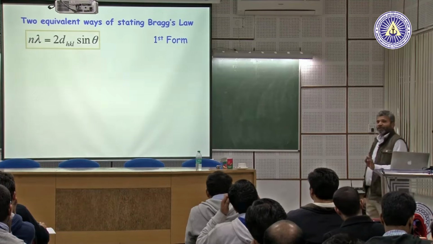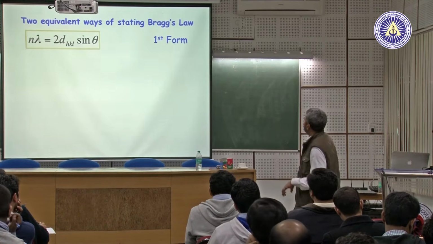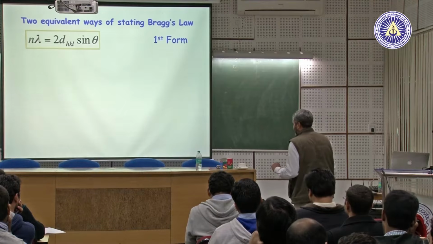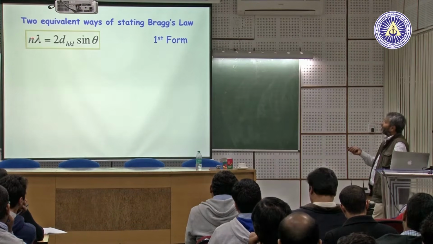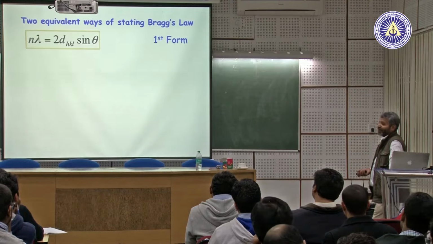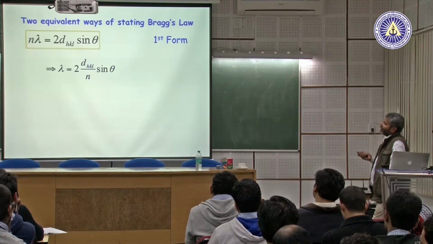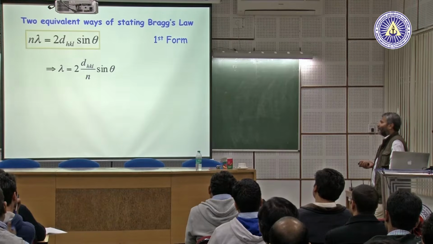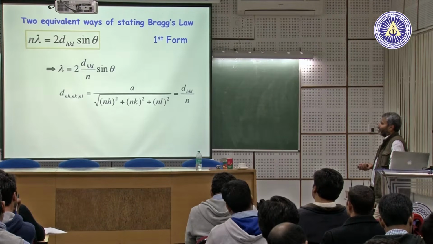Now another thing which creates some problem with application of Bragg's law in problems and in crystal structure solution is this. Sometimes it is written as n lambda is equal to 2d sin theta. I am calling it the first form. Then I am changing it, taking n to the other side. So lambda is equal to 2d HKL sin theta.